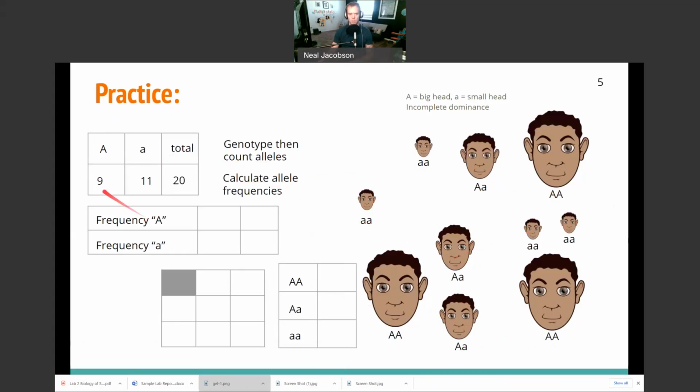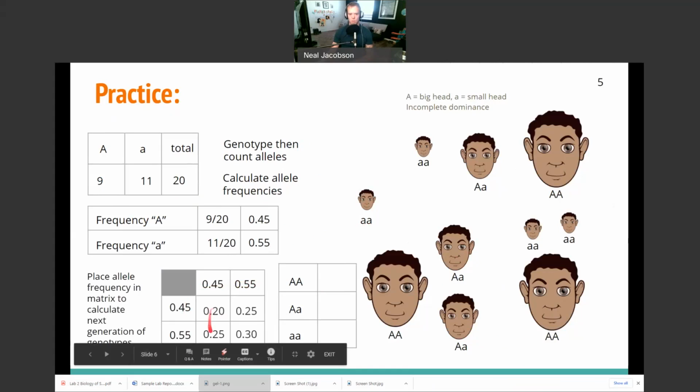So the frequency of big A is going to be 9 divided by 20, and the frequency of little a is 11 divided by the total, which is 20. I get 0.45 and 0.55. Great. Okay, moving on. I can put those allele frequencies in the matrix, cross multiply, and that will tell me the probability of getting a homozygous dominant, a heterozygous, and a homozygous recessive. And so I plug them into my table. And then boom. So that's how we figure out or predict genotypic frequencies from allele frequencies.